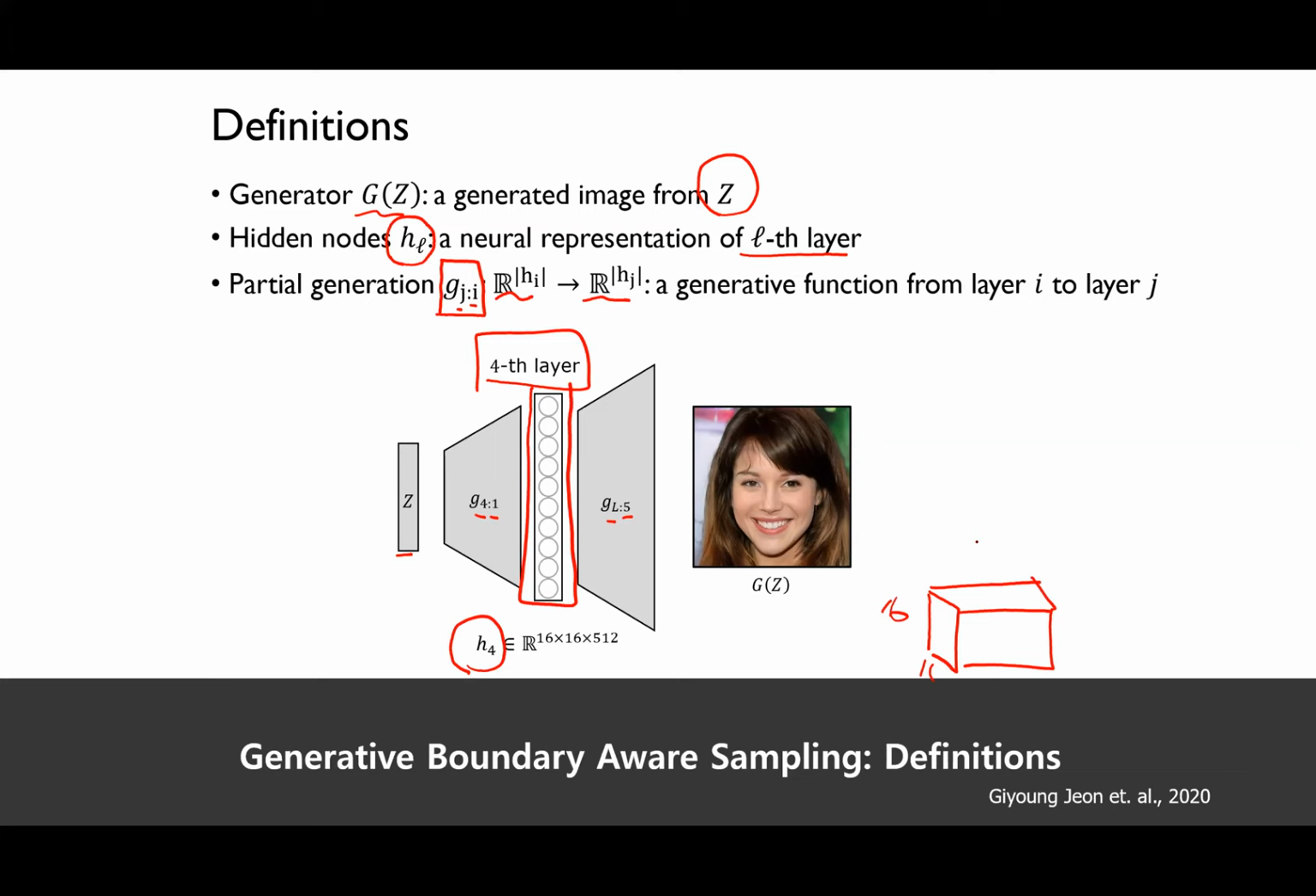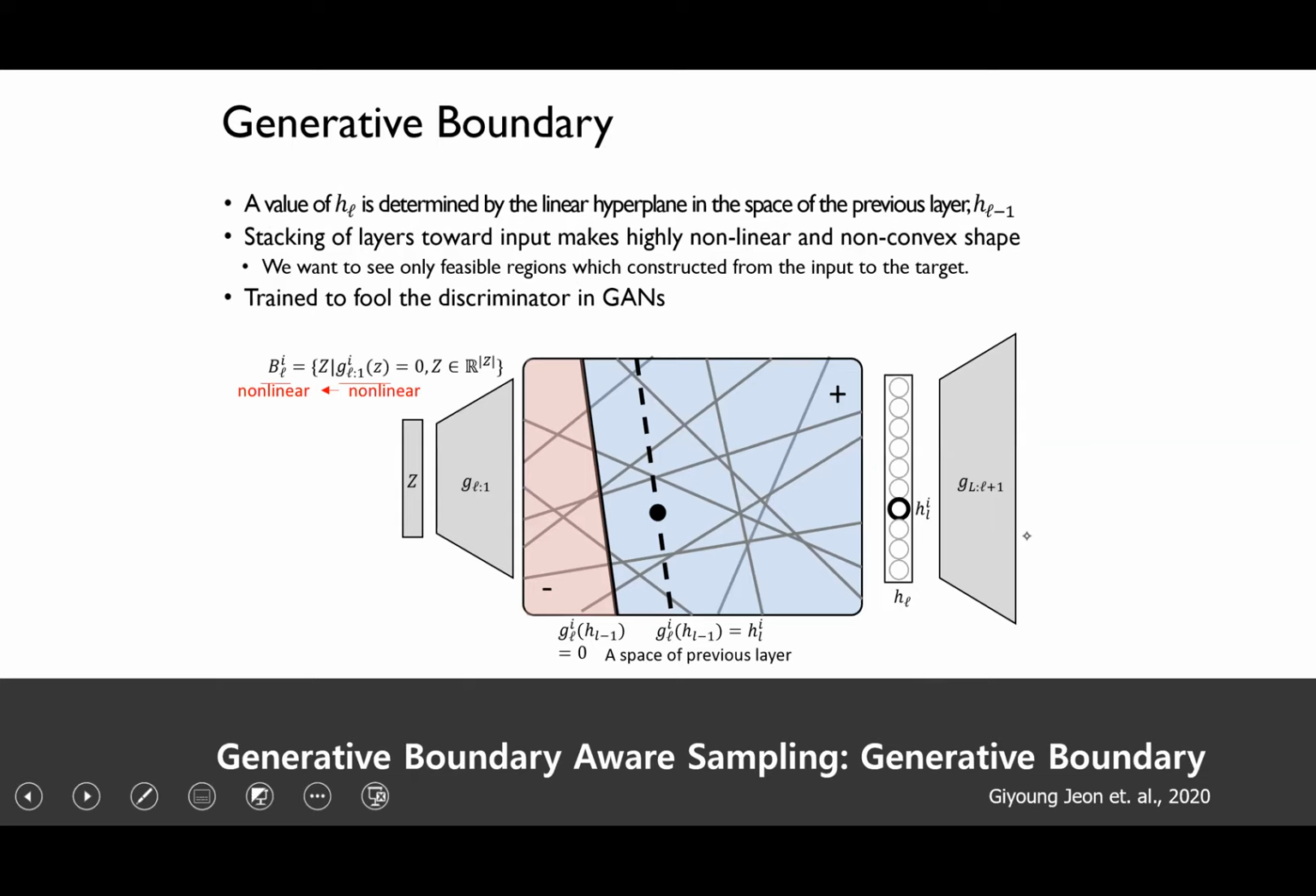And we can define the generative boundary. So the value of HL is determined by a linear hyperplane in the space of the previous layer, right? And we call the stacking of these layers toward the input what makes a highly nonlinear, non-convex shape. So we want to see this feasible region. And we train this discriminator in the generative model. Those discriminating layers are what is trained in the generative model.